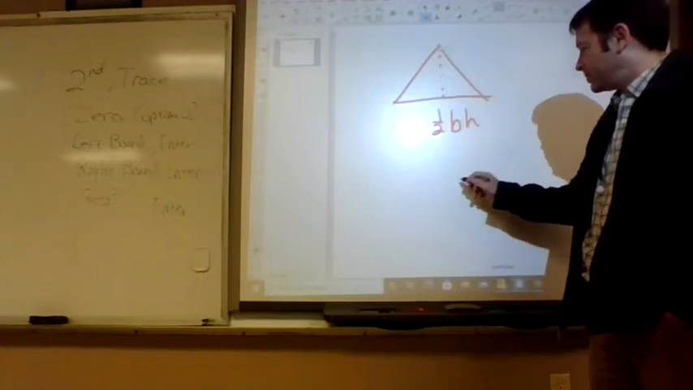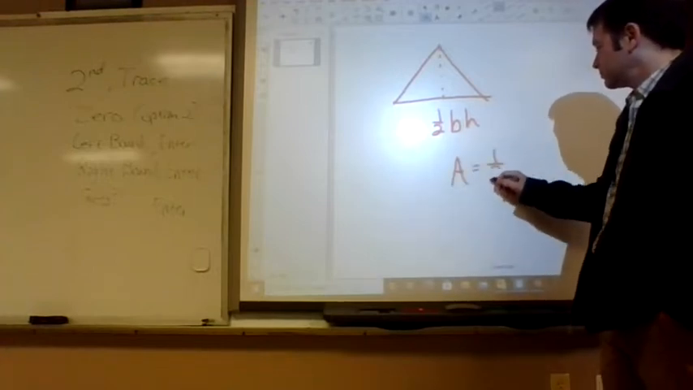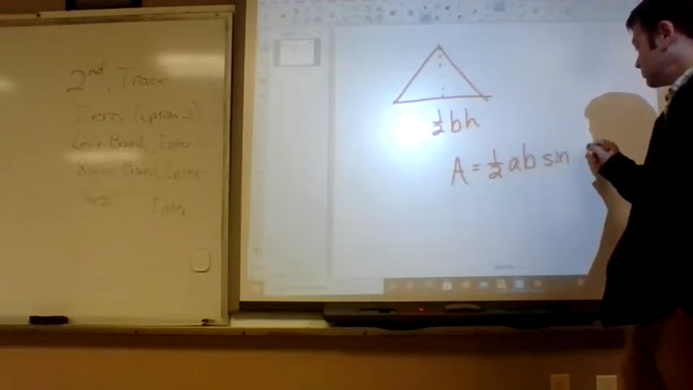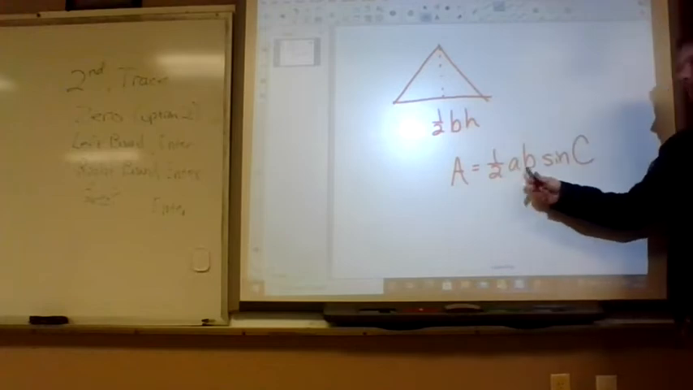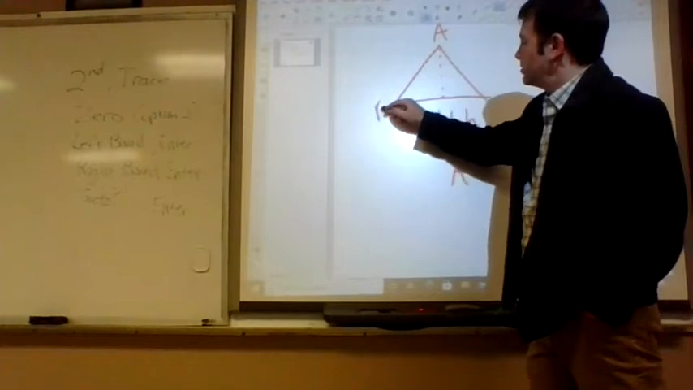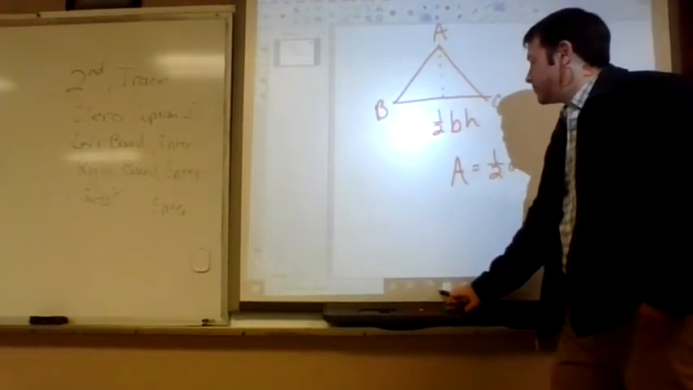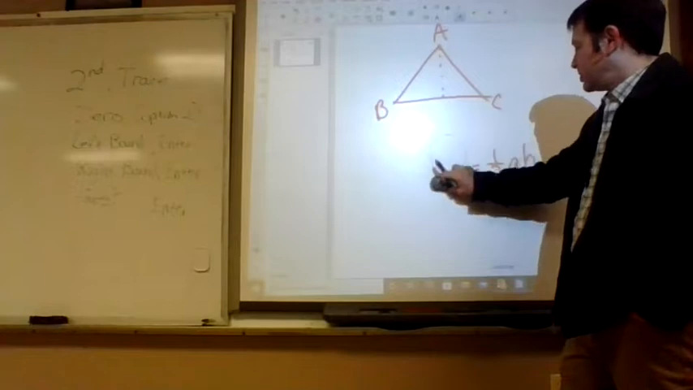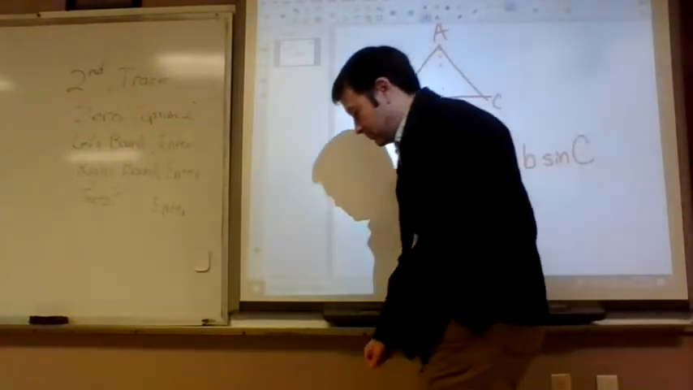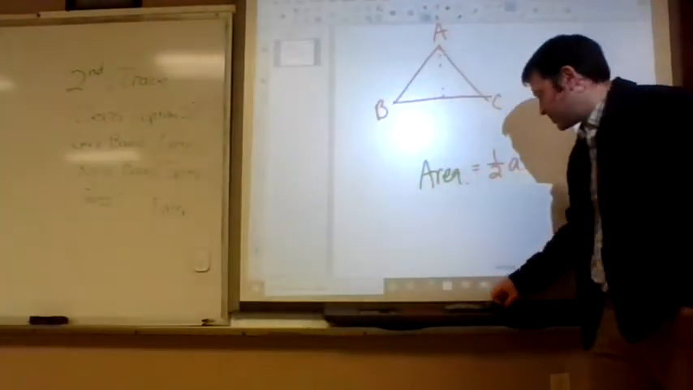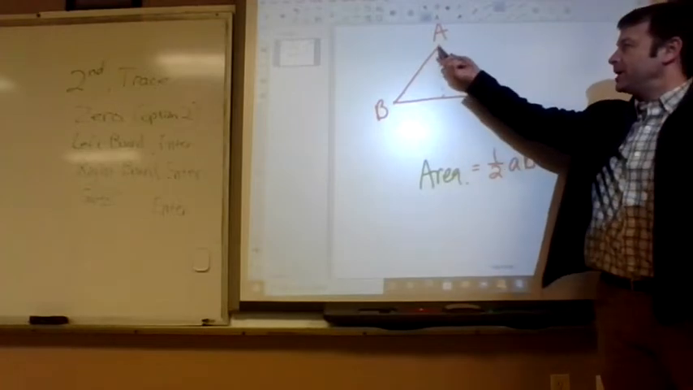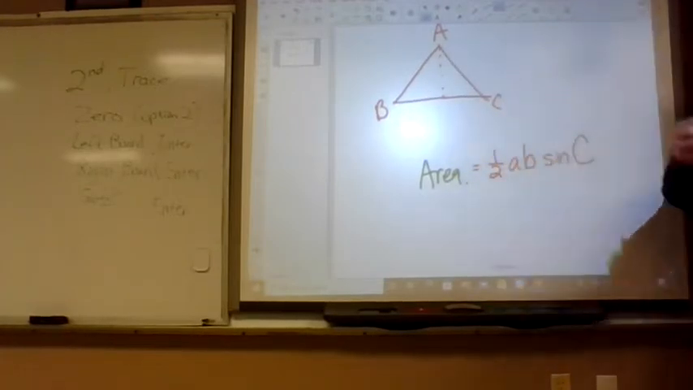It's an area formula. Page 342. And this is it right here. What does the little a and the little b stand for? The side opposite to the angle. Little a and little b are the sides across from angle A and angle B.